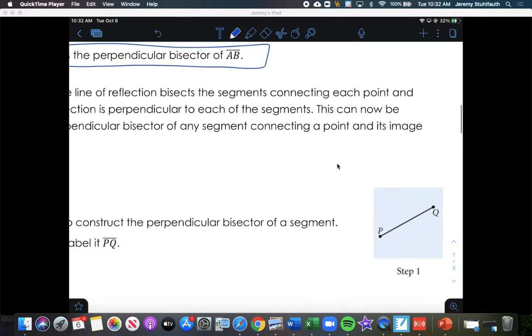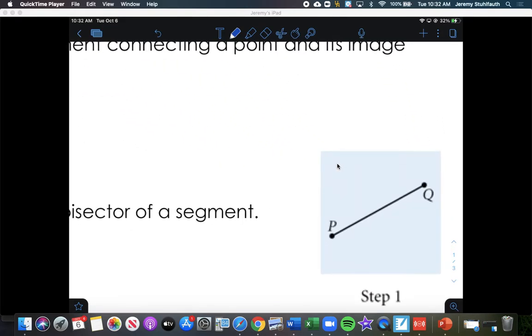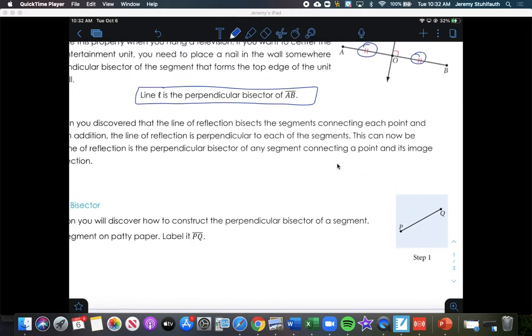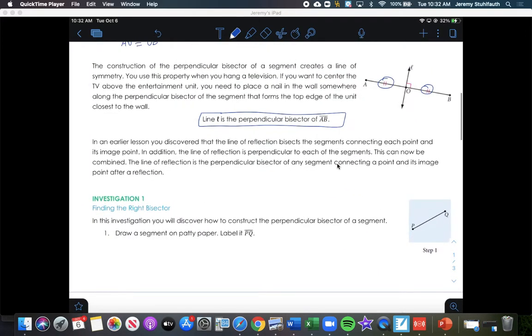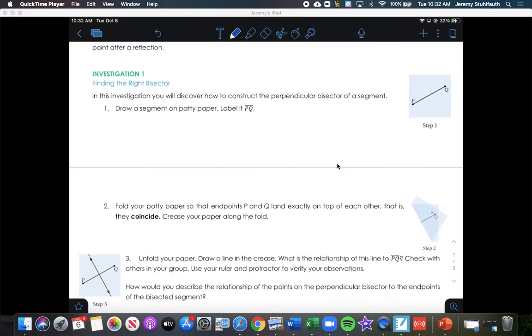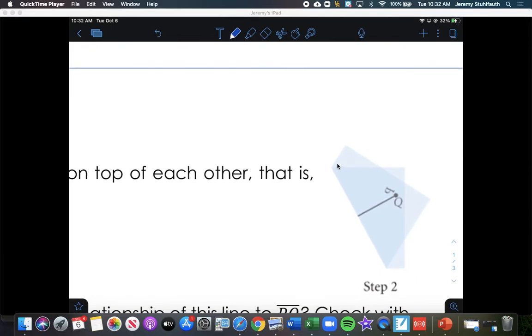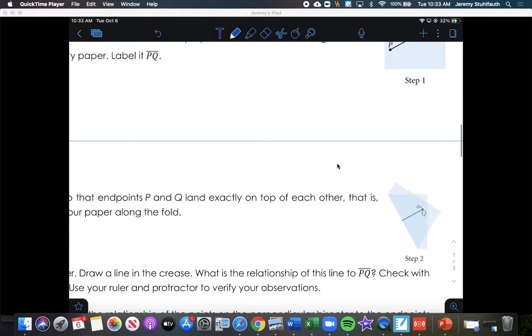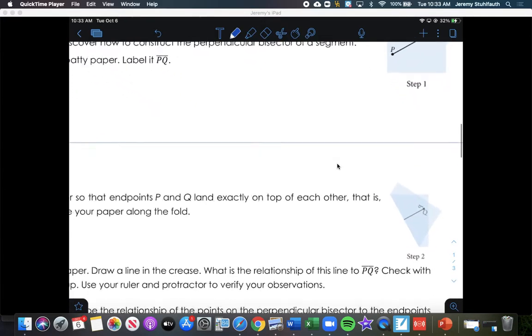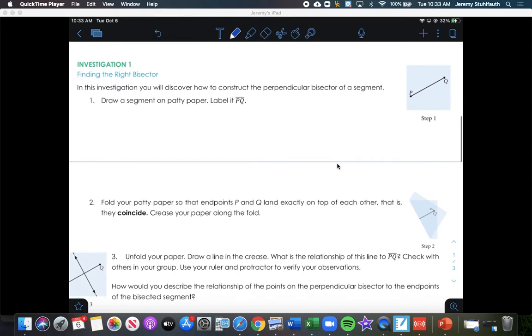So the first thing that we would do is we would take our patty paper, we would draw a line segment on that patty paper. After we draw that line segment, we would label it PQ, and then we would fold our patty paper so that the endpoints P and Q are on top of each other. Okay, and so this vocab word that we have when you fold something and, in this case, two endpoints fall on top of each other, we say that those two endpoints coincide, and that's where the endpoints P and Q land exactly on top of each other.